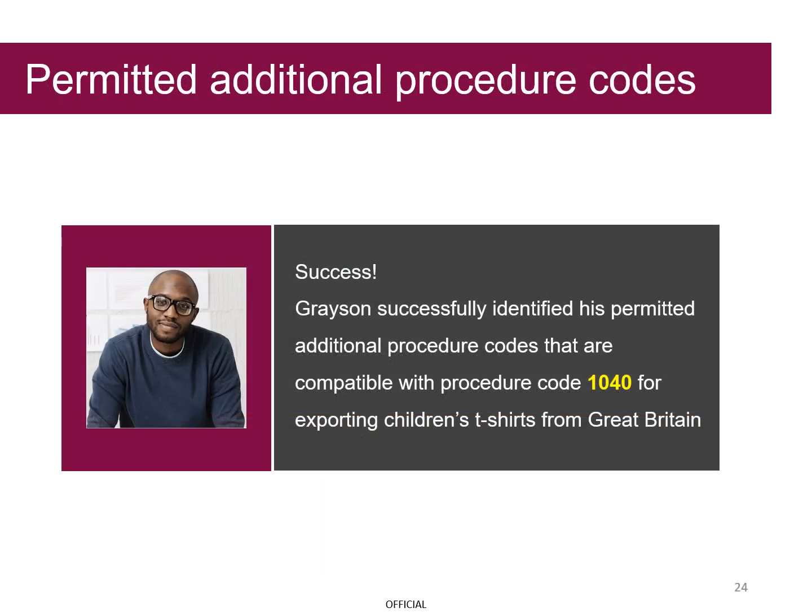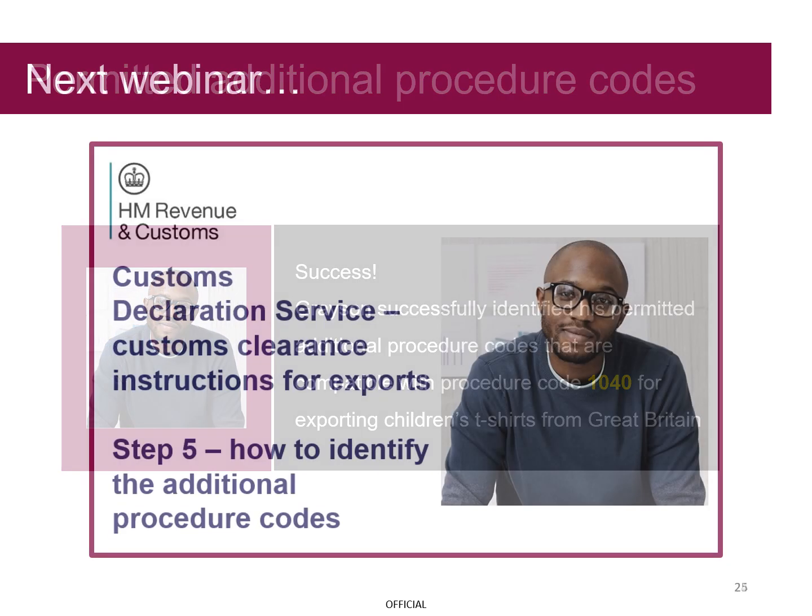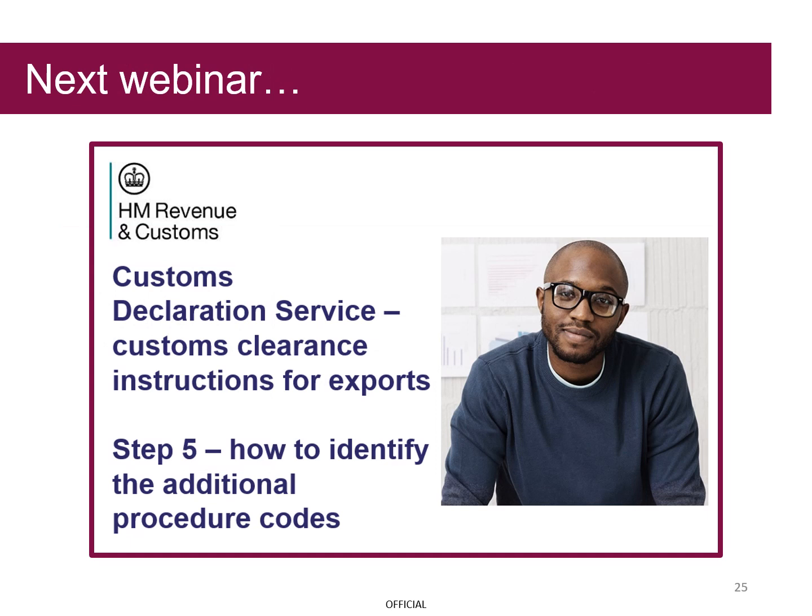Grayson has correctly identified which permitted additional procedure codes can be used with procedure code 1040 for the children's t-shirts. The next step will be to see how to identify which of the permitted additional procedure codes are applicable to Grayson's declaration scenario. Watch the next webinar to find out how Grayson identifies the additional procedure codes.